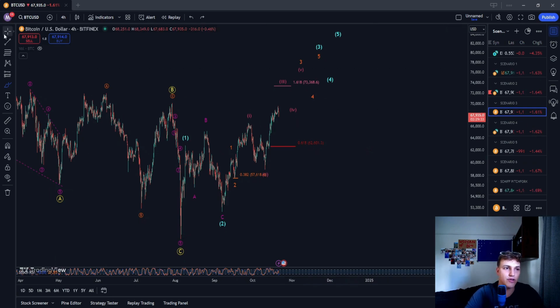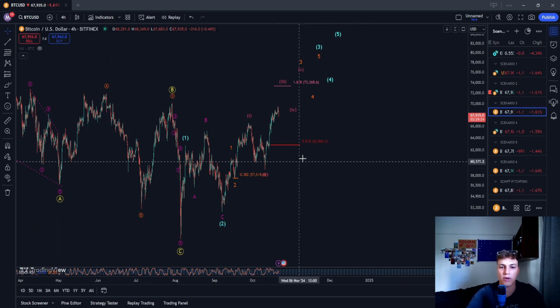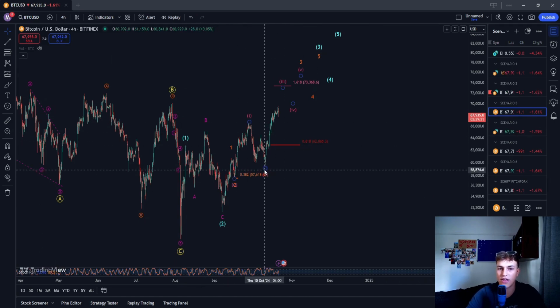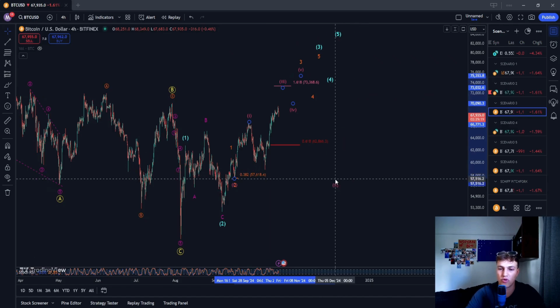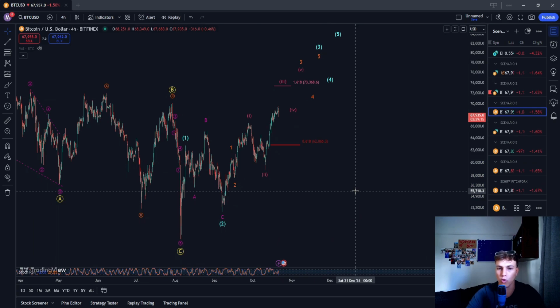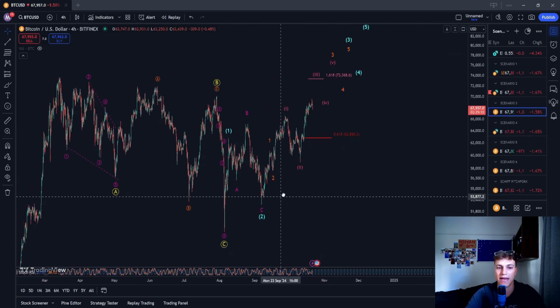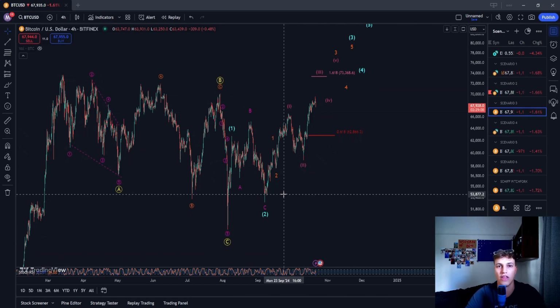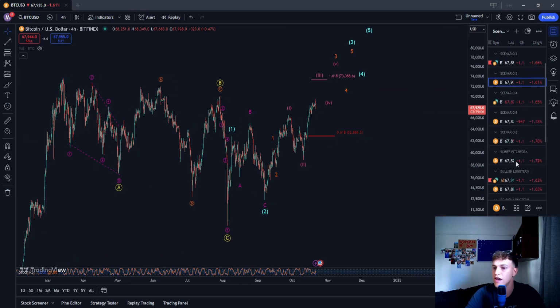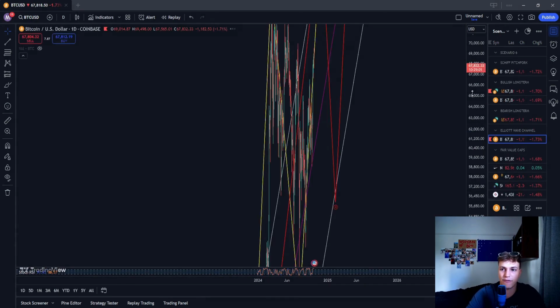The invalidation for the scenario sits at 62, or actually a little bit higher now, at $62,866. Once prices reach that, it means that either this wave 2 is being reset, or that this scenario is completely invalidated altogether. But this is our third scenario, so it is not our main one on the chart at the moment.